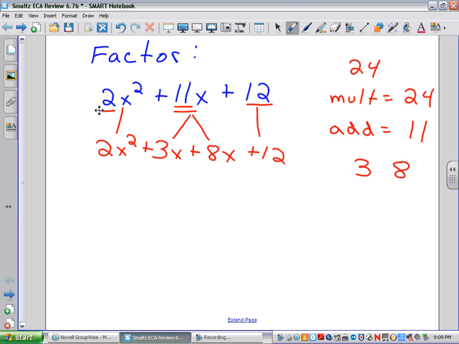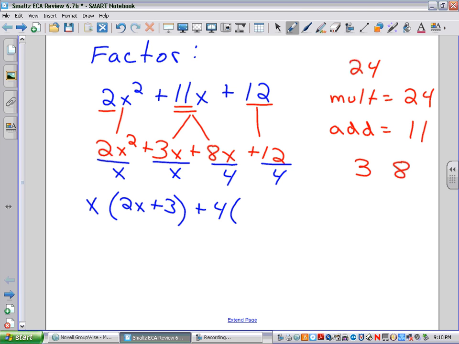Take the first pair. What can I divide into 2x squared and 3x? I think I can just factor out an x. When I take out that x, I have 2x plus 3 left over. Then look at the next pair, or the third and fourth terms. What can I take out of those two? 8x and 12. X is not common, but I think I can take out a 4. So I have a plus 4, and when I divide those, I have 2x plus 3.